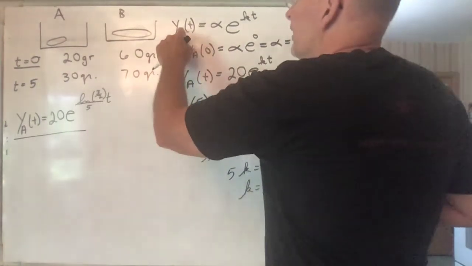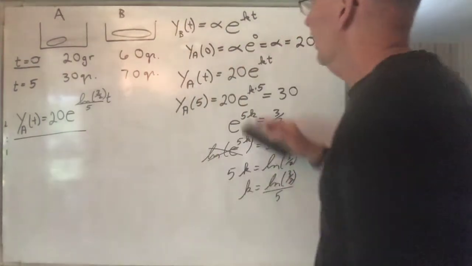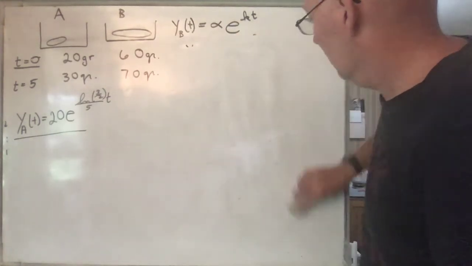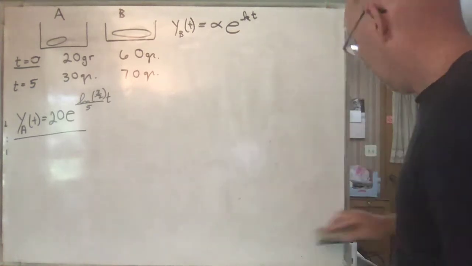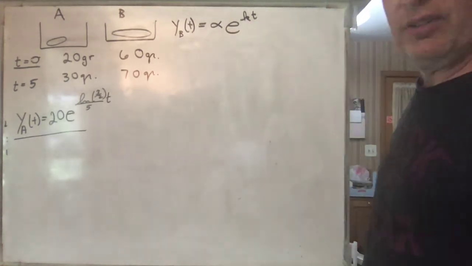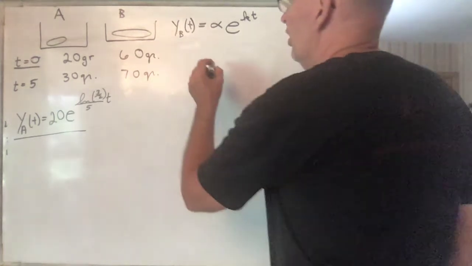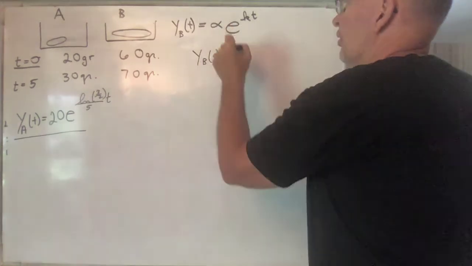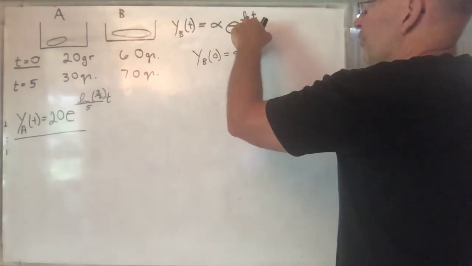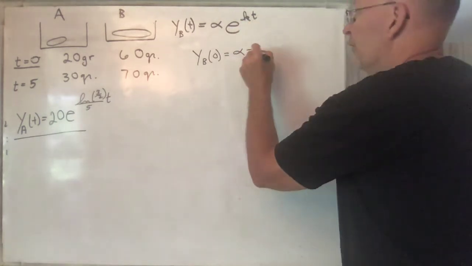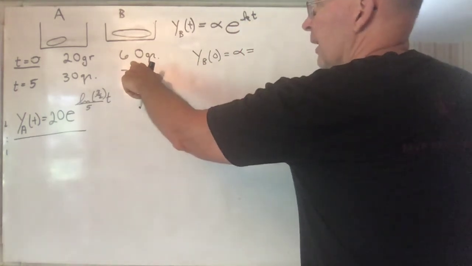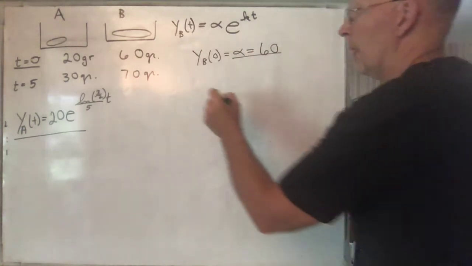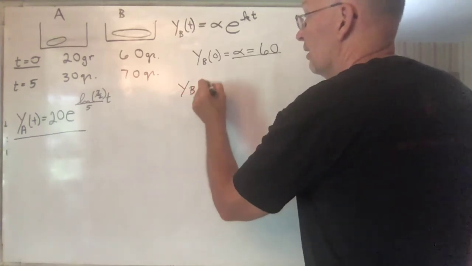This is going to be y sub b now. Okay, there's some constant out front. Let's see if we can find these two constants. Okay, so first of all, at time equal to 0, you're going to get alpha times e to the 0. E to the 0 is 1, so that's just going to be alpha. And at time equal to 0, you have 60. So that tells me that alpha is equal to 60.